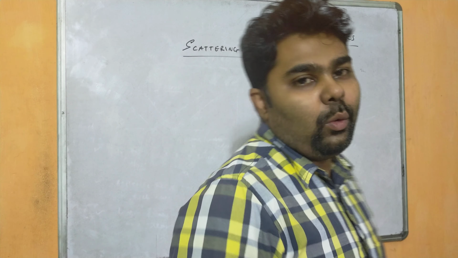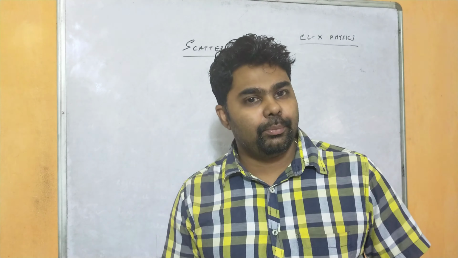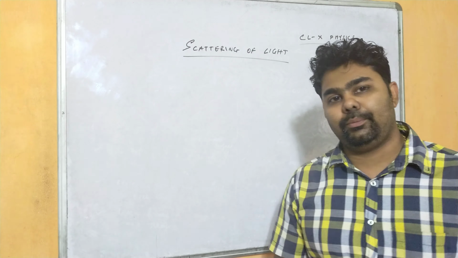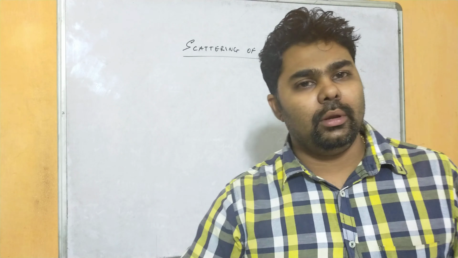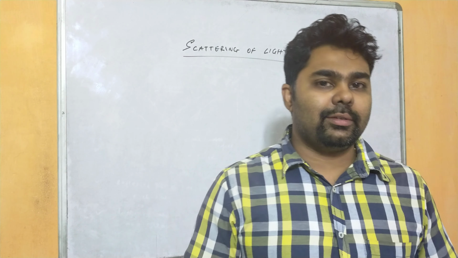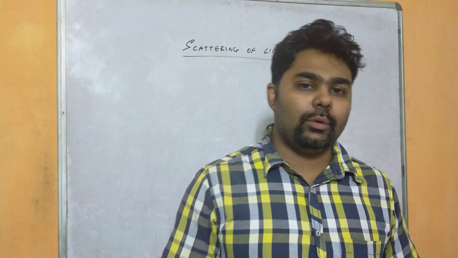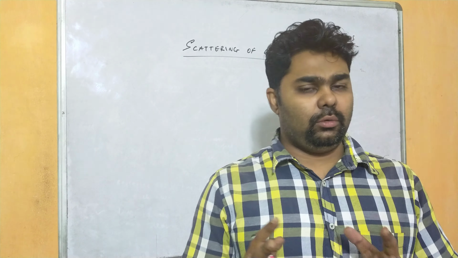Hello students, welcome to my next video tutorial. In this video we are going to learn the scattering of light, and we will have the answers to various questions, like why the color of our sky is blue in the daytime and why the color of our sky is reddish orange during sunrise or sunset. So we are going to find out the answers to all these questions in this video.